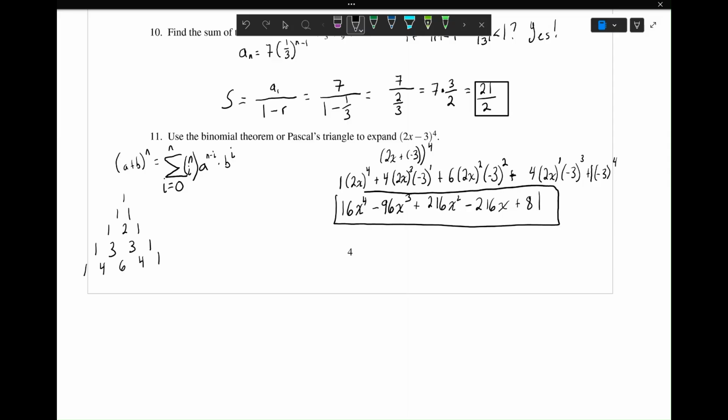Now, is that a pain? Yes. It's less of a pain than actually multiplying this out binomial by binomial. So we can use this pattern to help us out.